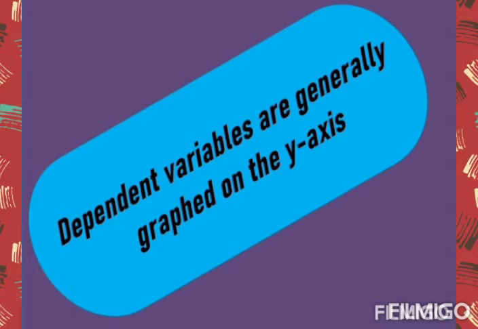Okay, students, the dependent variables are generally graphed on the y-axis. As I have told you, there are two lines in a graph. The horizontal line is called the x-axis and the vertical line is called the y-axis. So the dependent variables are always graphed on the y-axis. I am giving you the same example of your result card: the percentage of your exams is always mentioned on the vertical line or the y-axis, as it is dependent on your exams.